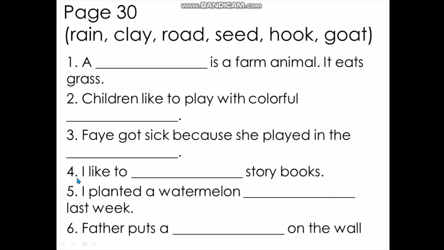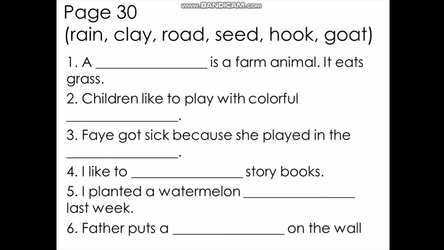Number 4, I like to blank storybooks. Rain, clay, road, seed, hook, goat. Number 5, I planted a watermelon blank last week. Is it rain, clay, road, seed, hook, goat? And lastly, number 6, father puts a blank on the wall. Is it rain, clay, road, seed, hook, goat? If you're not yet done, click the pause button. If you're done, click the play button.